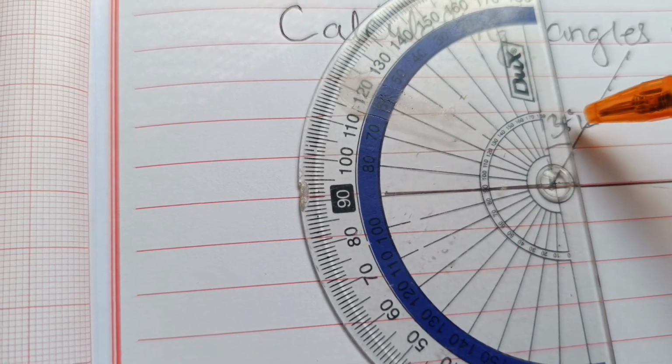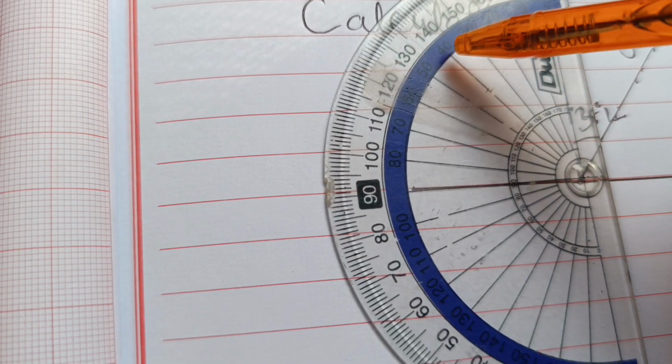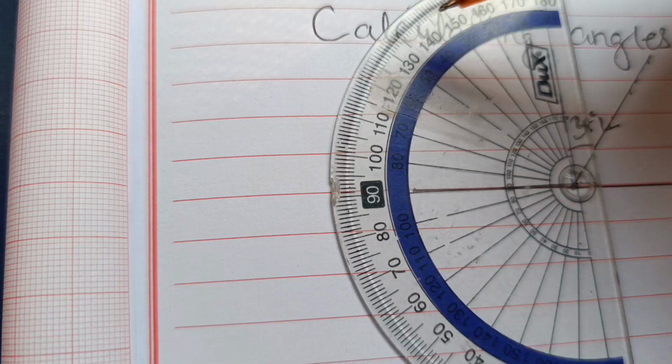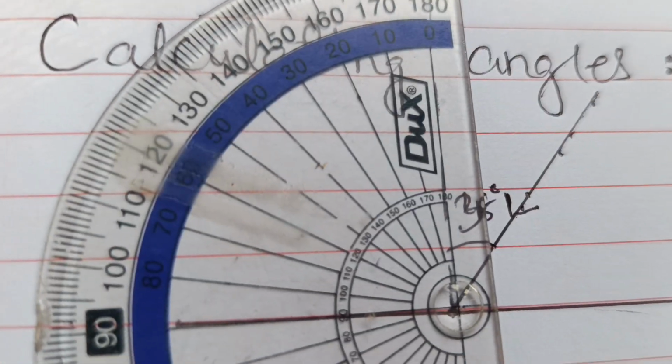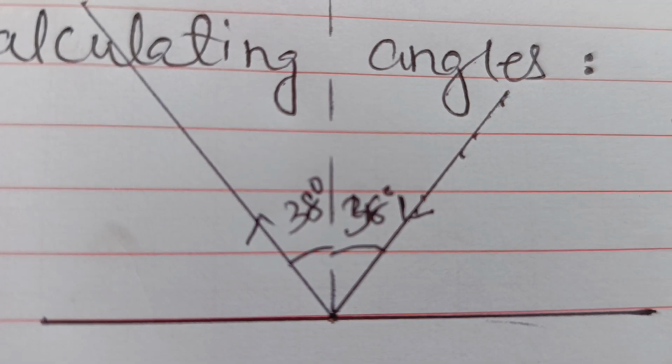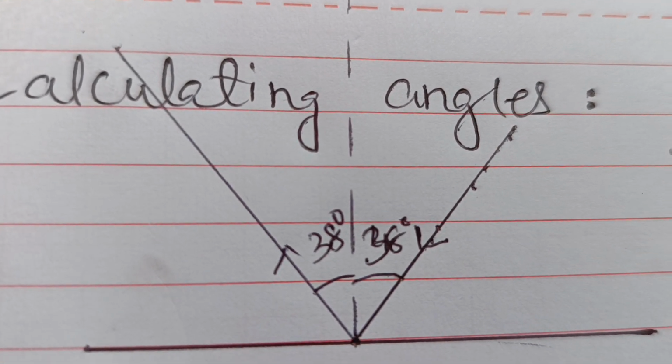So what's my angle? It's 38: 0, 10, 20, 30, 40. So 38 is exactly the same point, right? Now join this point and this point, and you will get the perfect angles like this. Okay, I join the two, and exactly you will get the perfect V. In this way you will measure your angle of incidence and angle of reflection.